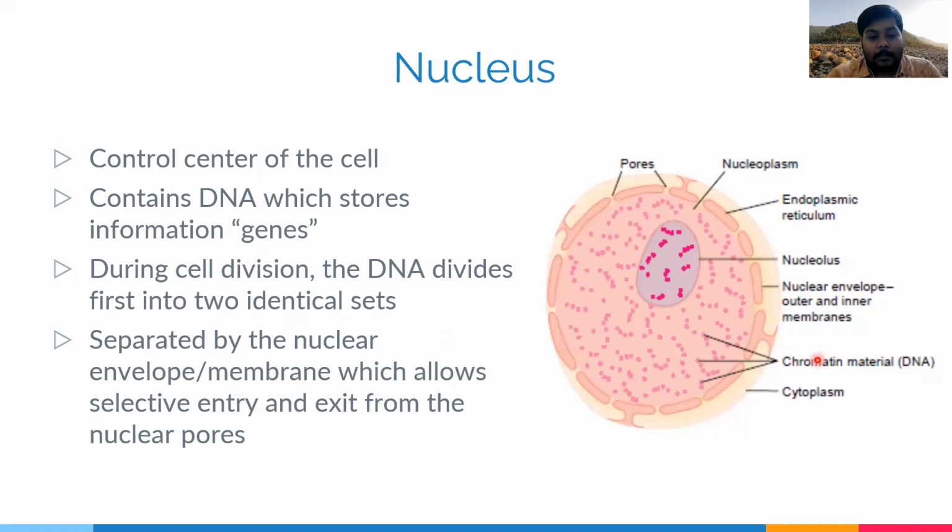The nucleus is, as we discussed, separated from the cytoplasm via the nuclear membrane, which allows only selective entry and exit through nuclear pores present on the nuclear membrane surface. So these are guarded by nuclear pore complexes that do not allow most proteins or other molecules inside or out of the nucleus without special signals present, which are known as nuclear localization signals.